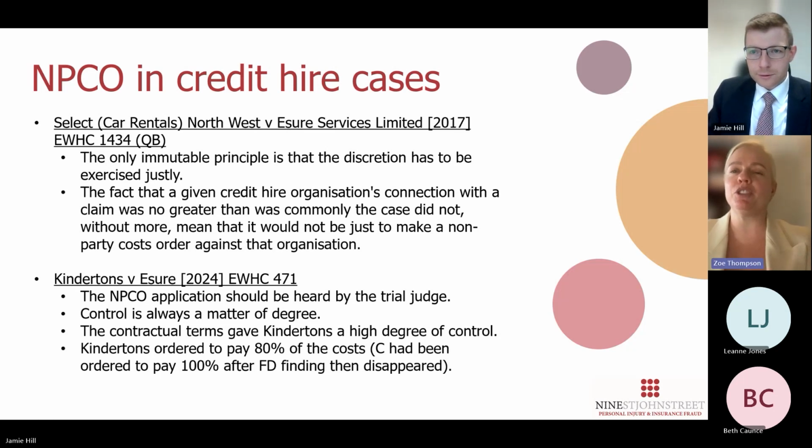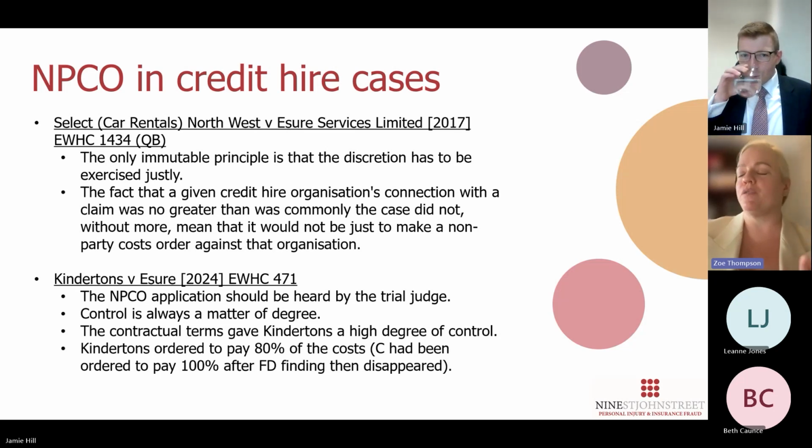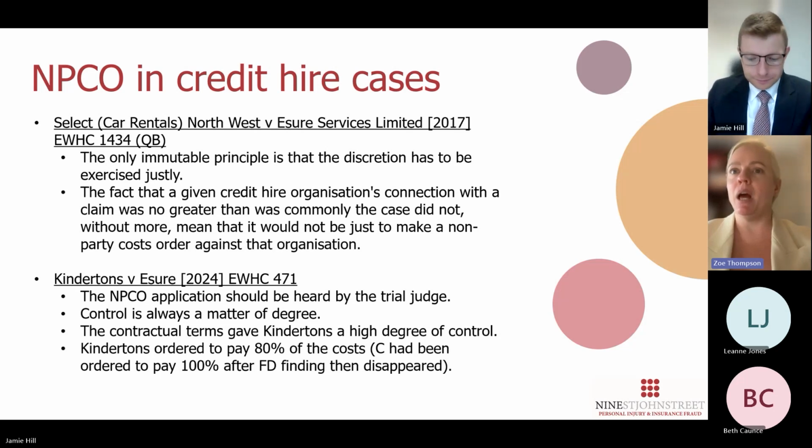Thanks, Jamie. So Jamie's already made the point that non-party costs orders are not a fraud ring thing or even a fraud thing insofar as they apply to all types of litigation. But we get them being applied for a lot in fraud and fraud ring cases because the defendant, as the losing party, isn't happy with a costs order that it can't enforce or a costs order that it can enforce in theory, but the claimant has no money.